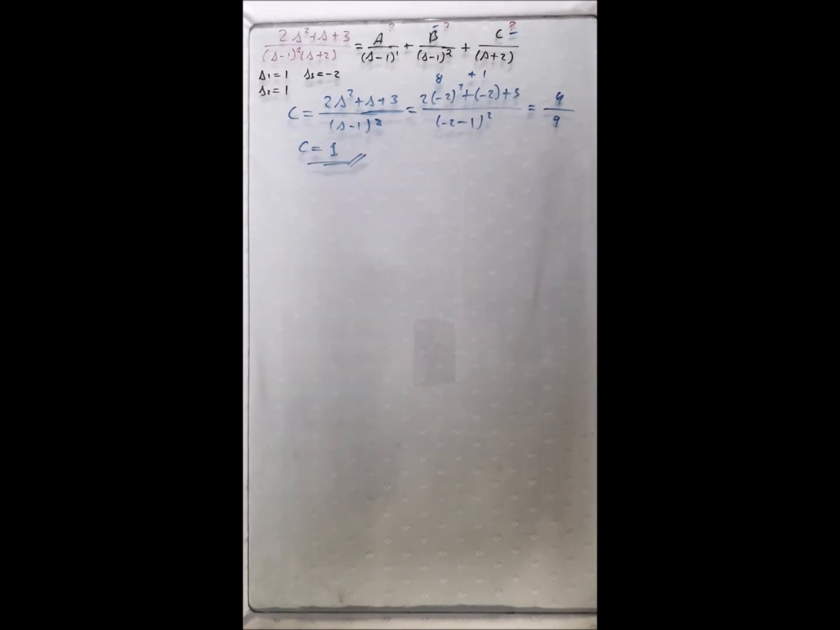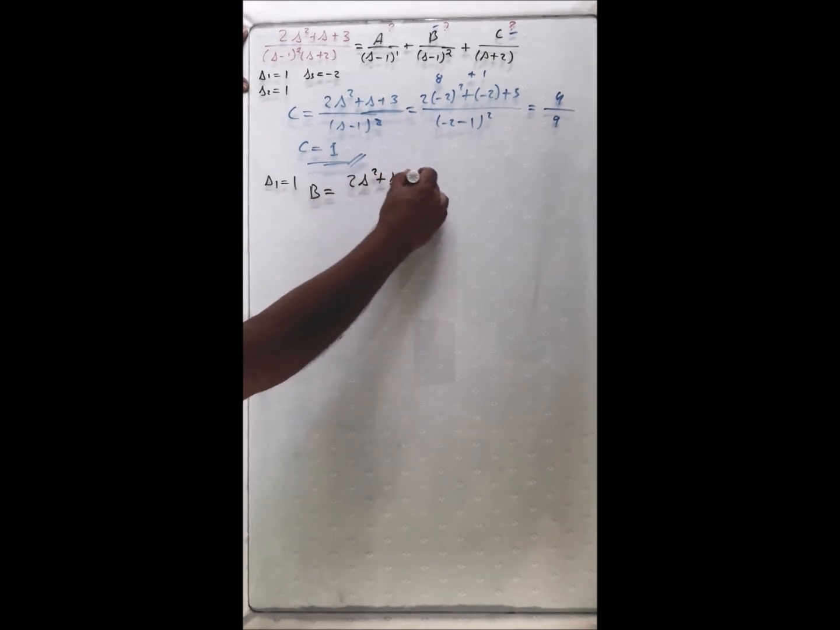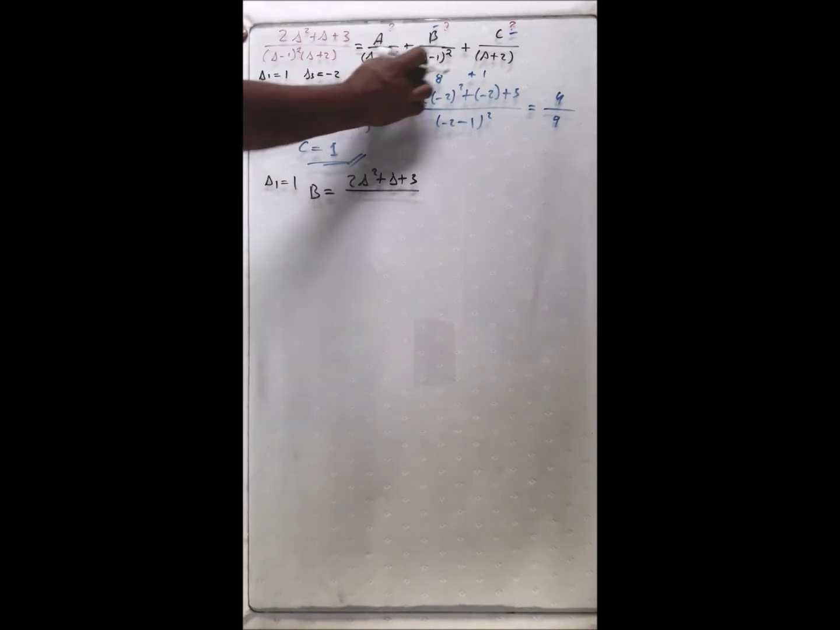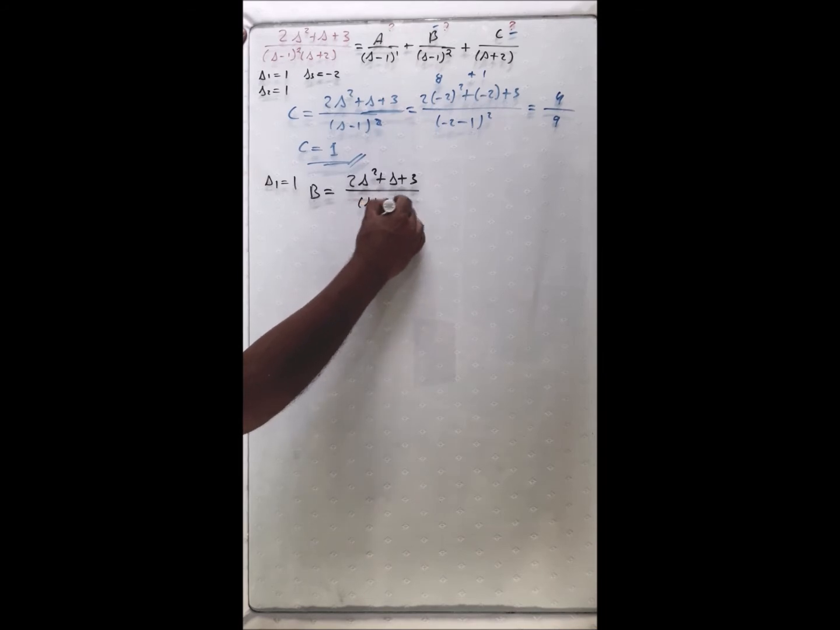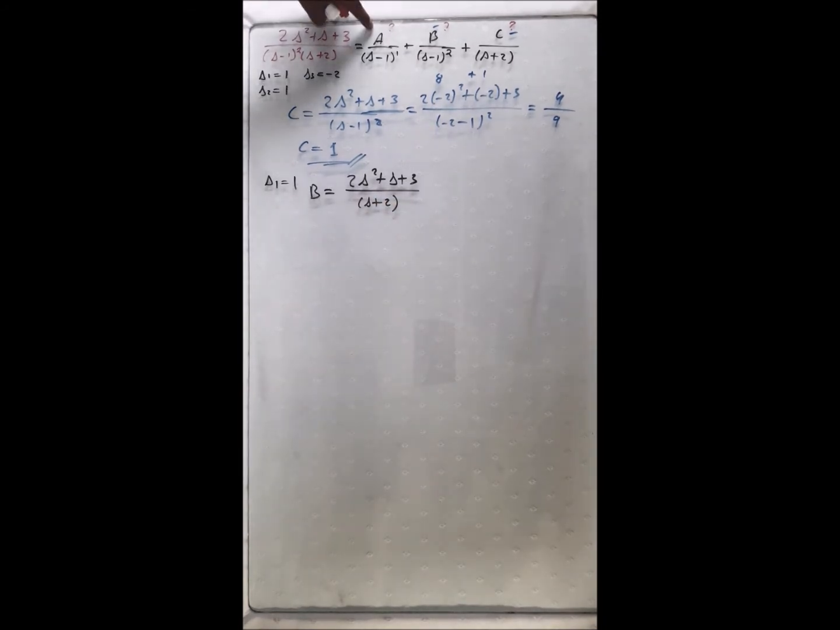Now let's calculate the value of B. For the value of C, we used the root S3 equal to minus 2. Now if we want to use S equal to 1, which is the other root, we can only find the value of B. Why? Because if you look at this fraction, for the value of B you eliminate the S minus 1 squared part, leaving 2S squared plus S plus 3 over S plus 2. But you cannot do that for the value of A, so that's where the Heaviside method doesn't work for these repeated roots. You can use it only to find the highest power one. So we can only use it for the value of B.